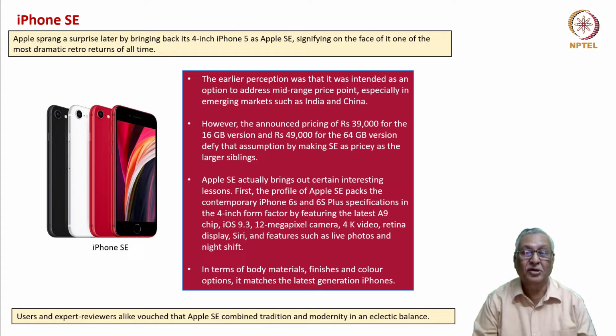Apple SE phone actually brings out certain interesting lessons. First, the profile of Apple SE packs the contemporary iPhone 6s and 6 Plus designs in the 4-inch form factor. By featuring the latest A9 chip as available at that time, iOS 9.3, 12 megapixel camera, 4K video, retina display, Siri, and features such as live photos and night shift. In terms of body materials too, finishes and color options as well, it matches the latest generation iPhones. Users and expert reviewers alike vouch that Apple SE combined tradition and modernity in an eclectic balance.